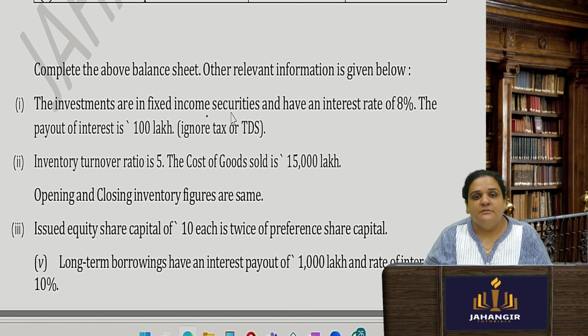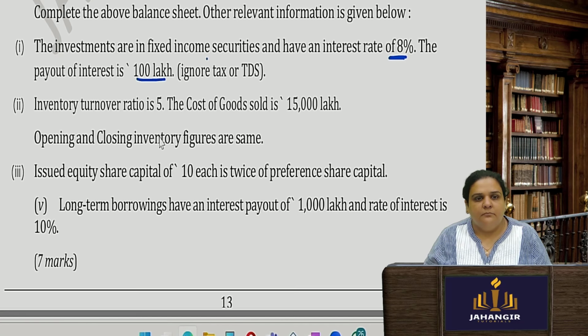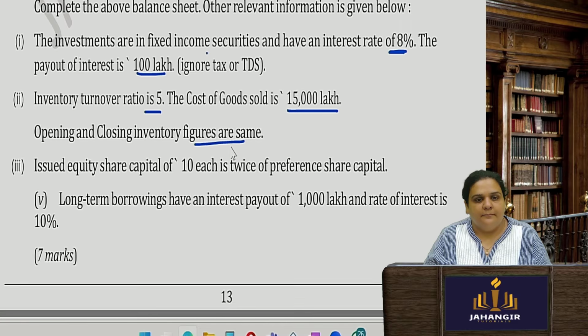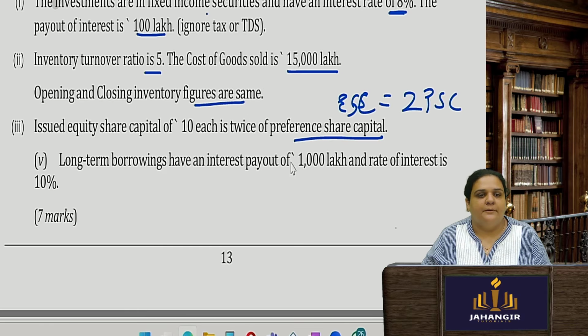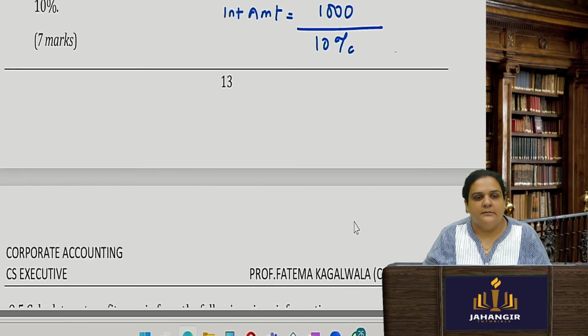Investments are fixed income securities and they have an interest rate of 8%. The payout of interest amount is rupees 100 lakhs. Inventory turnover ratio is 5. COGS is 15,000 lakhs. Opening and closing inventory figures are same. Equity share capital of rupees 10 each is twice of preference share capital. Equity share capital is 2 times of preference share capital. Long-term borrowings have an interest amount of 1000 lakhs and rate of interest is 10%.